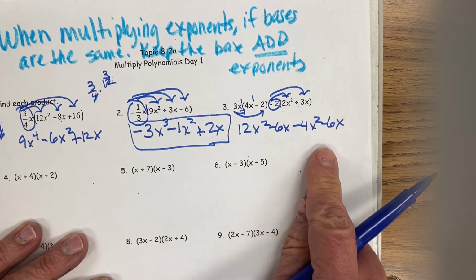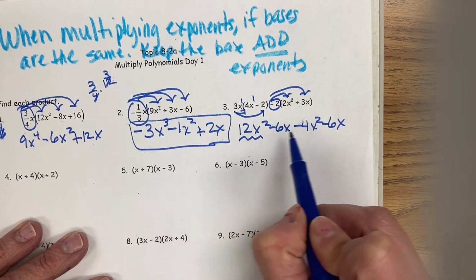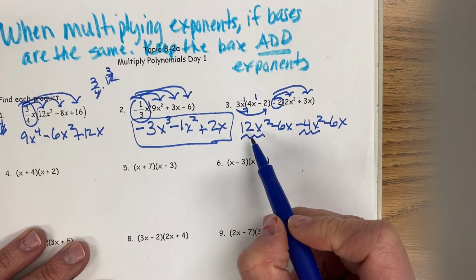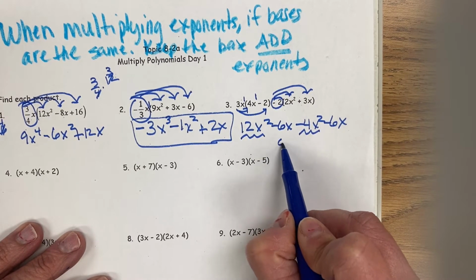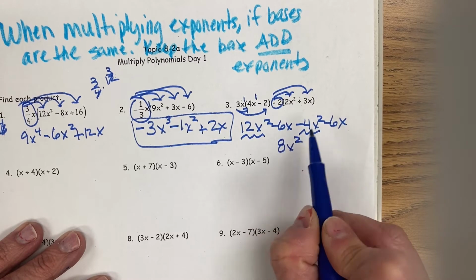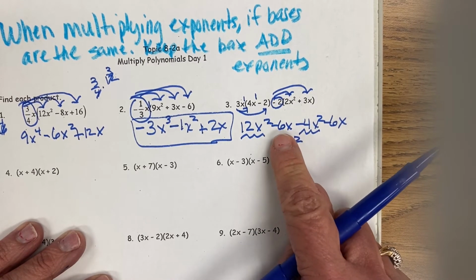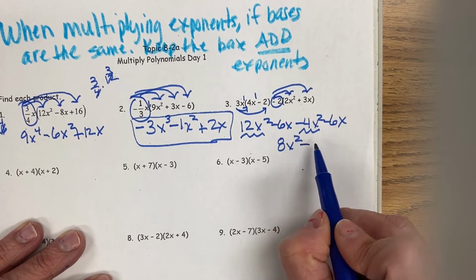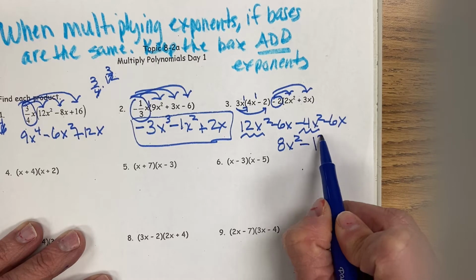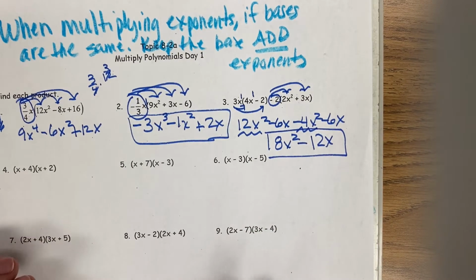And now we want to go clean it up, and we want to combine our like terms. And so we're looking for all our x squares. And so we're going to subtract the coefficients. So we have 12 minus 4, which is 8. X squared, you do not do anything with the exponents when you are combining like terms, and you have a -6x minus -6x is going to give you a -12x, and that is your answer.